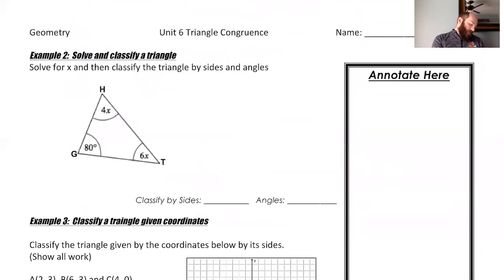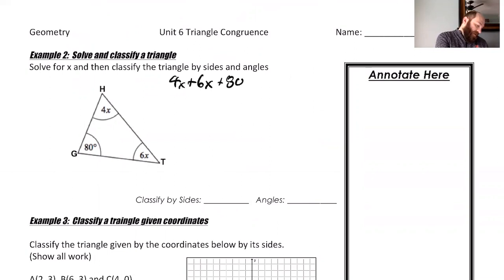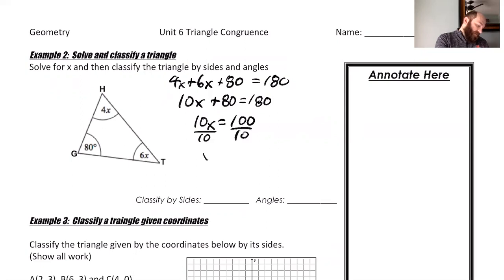Okay. So this is another scenario where I've shown everything here. So again, we're going to apply those interior angles. So we're going to take 4X plus 6X plus 80 and set that equal to 180. Okay, so 4X and 6X come together as 10X plus 80 equals 180. Subtract the 80 over so that I have 10X equals 100. And then divide by 10 so that X is equal to 10.